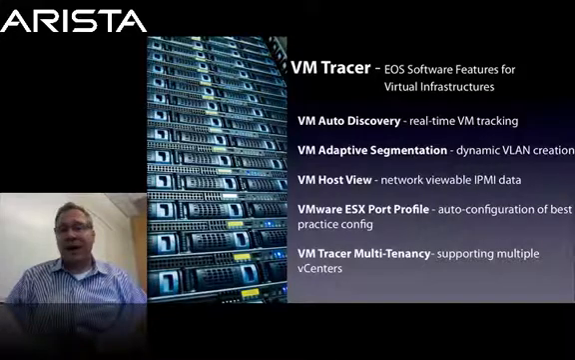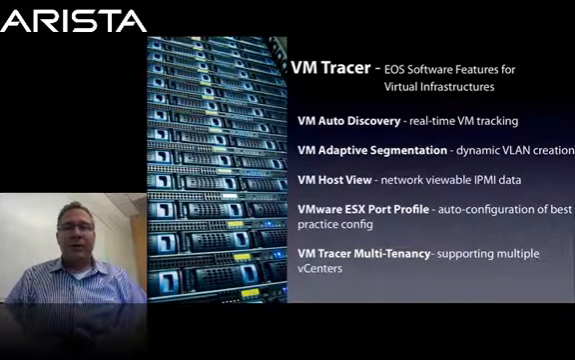VM Tracer has 5 core features: virtual machine auto discovery for real-time VM tracking, adaptive segmentation for dynamic VLAN creation, pruning, and unpruning, VM host view, where we get full visibility to the host infrastructure surrounding the virtual machine farm in and from the network switch, VMware ESX port profiles for auto configuration of best practice configurations, and VM Tracer multi-tenancy, where we can support multiple vCenter instances from a single EOS-enabled Arista switch.